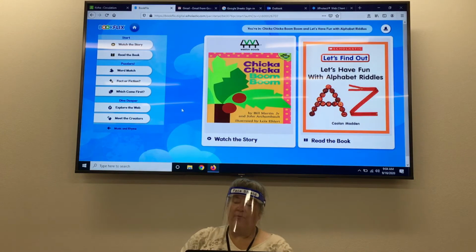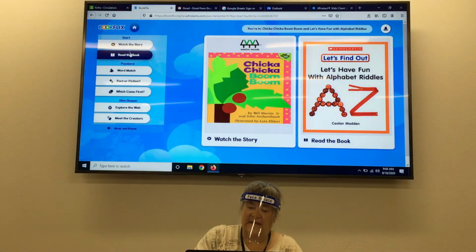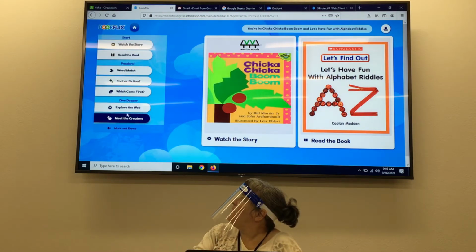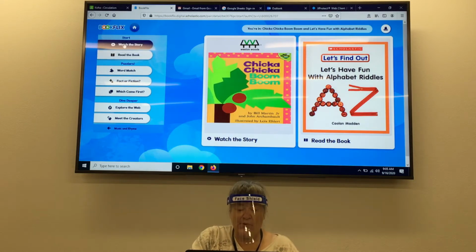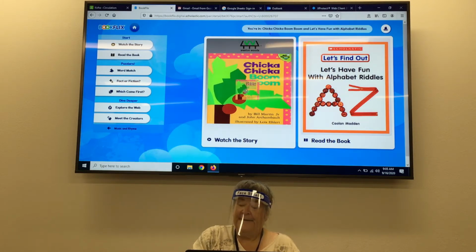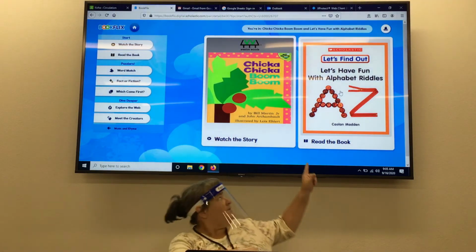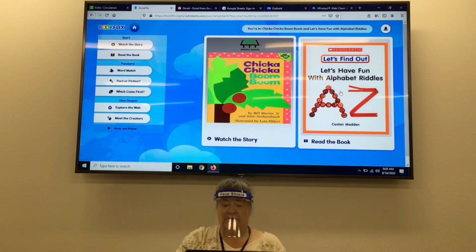There it is. Now I want you to notice these tabs on the left-hand side. Do you see how I'm moving my hand around and highlighting them? It says you can watch the story. That means it's this one right here. You could watch Chicka Chicka Boom Boom. Now, the nonfiction part to Chicka Chicka Boom Boom says, let's find out and let's have fun with alphabet riddles.